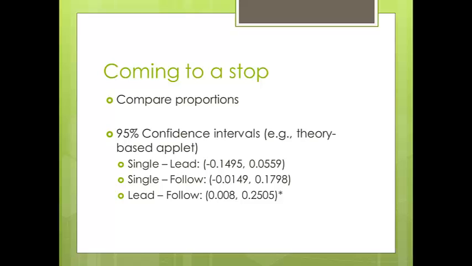What does that mean? This means that when we're looking at each of these types of cars versus the other types, the lead car versus the following car difference in stopping rate is substantially different. It's significantly different. We're estimating anywhere between 0.8% and 25% more stopping if you are the lead car as compared to the following car.